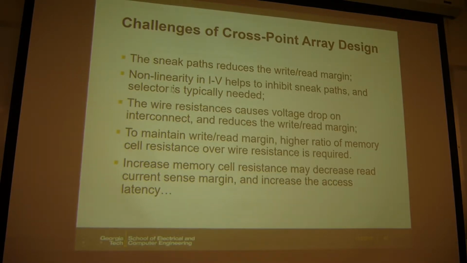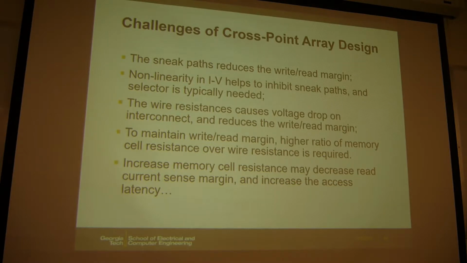Okay, so here is a quick summary for the challenges of the cross-point memory array design. As we discussed, sneak path is a problem. It reduces the read or write margin. And this nonlinearity in IV by the selector will be helpful to inhibit the sneak path. And wire resistance causes the voltage drop, or this IR drop, along the interconnect, which reduces the read margin and write margin. So to maintain the read margin and write margin, we need a selector, and also the memory cell resistance by itself needs to be high.